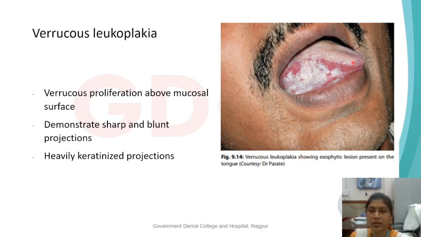The next is the verrucous leukoplakia. You can see this is the ventral surface and the lateral border of the tongue, on which there is a thick, heavily keratinized homogeneous leukoplakia. But if you see it closely, you will find a few projections, like over here, over here, over here. These verrucous proliferations above the mucosal surface give this type the term verrucous leukoplakia. And yes, definitely it is a heavily keratinized exophytic lesion.